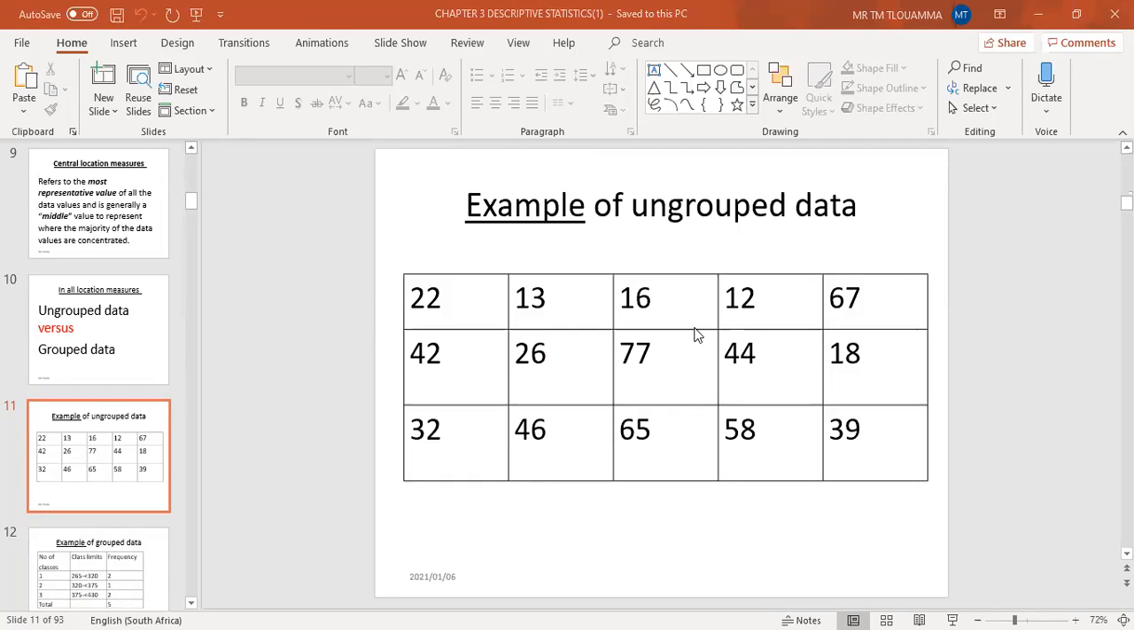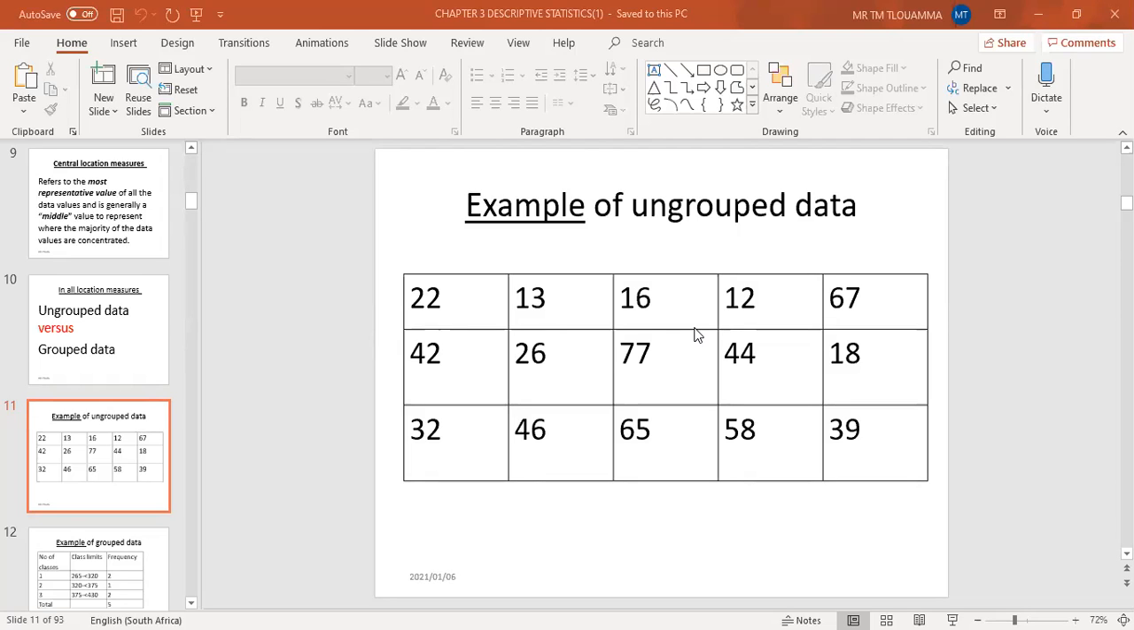With ungrouped data, the numbers that you are given are not divided into classes. If you check these numbers, they're just randomly given to you, like 22, 13, 16, 42, 26, 77. These numbers are not grouped. By just looking at them, they are not grouped.